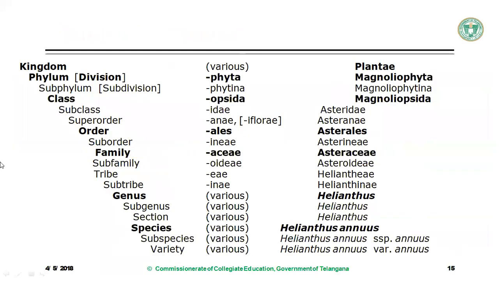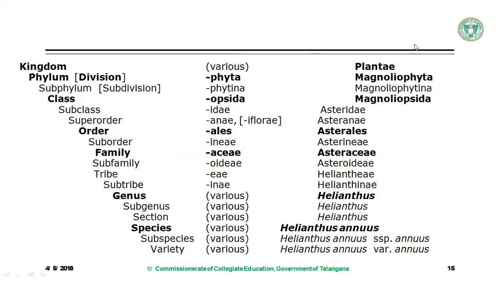So these are the various types of taxonomical hierarchy. Kingdom; in case of zoology, we call it phylum, and in plant groups, division; subdivision, class, subclass, superorder, order, suborder, family, subfamily, genus, species. So these are the various types of hierarchy of taxonomy, which represent that group.